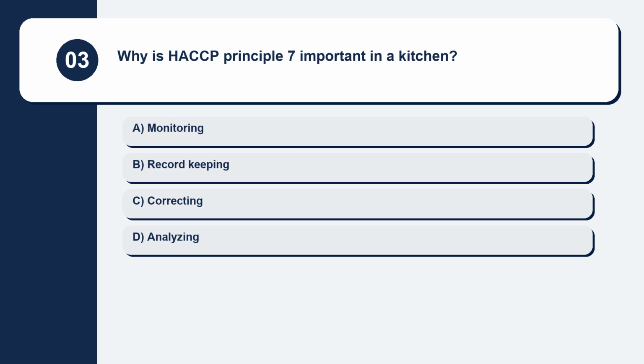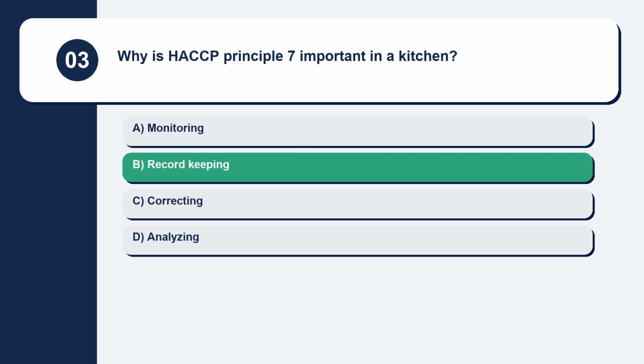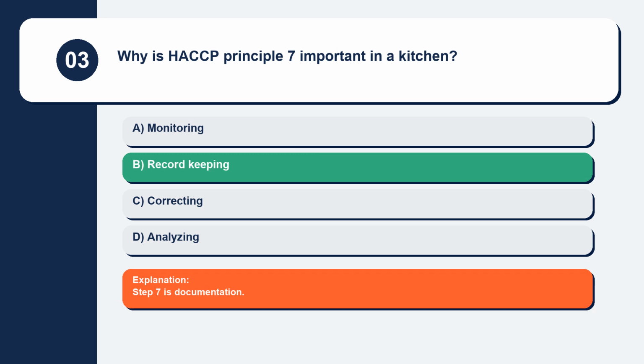Question 3. Why is HACCP Principle 7 important in a kitchen? Monitoring, record keeping, correcting, analyzing. Step 7 is documentation.